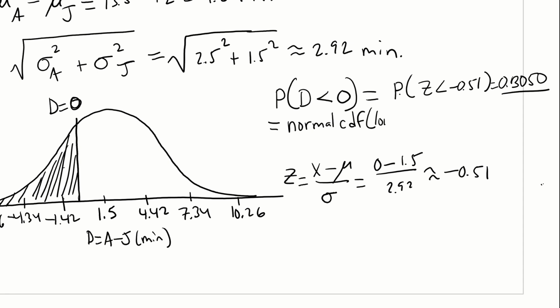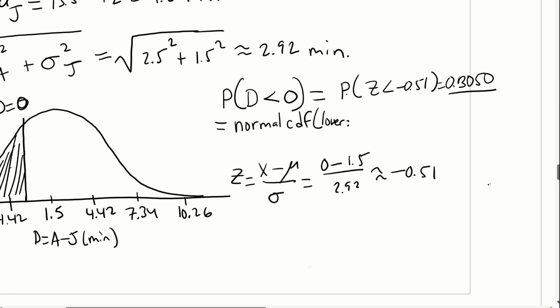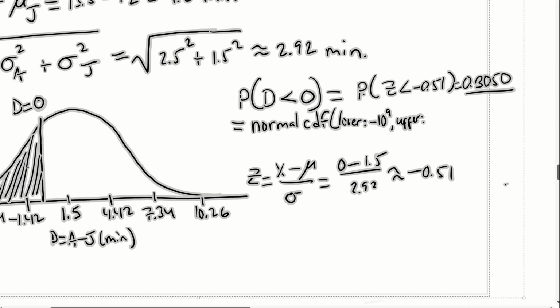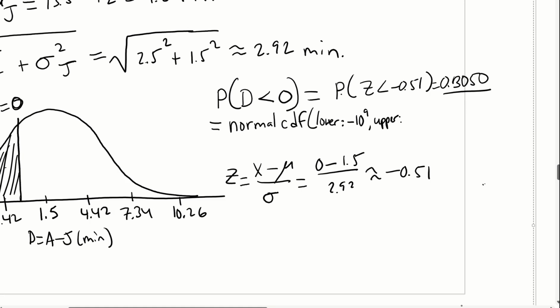We got our lower, which in this case is negative infinity, right? Or like a negative 1,000. I'm just going to do negative 10 to the 9th power. My upper is 0, for D. My mean is 1.5. And our standard deviation is, what's our standard deviation? Oh, 2.92.